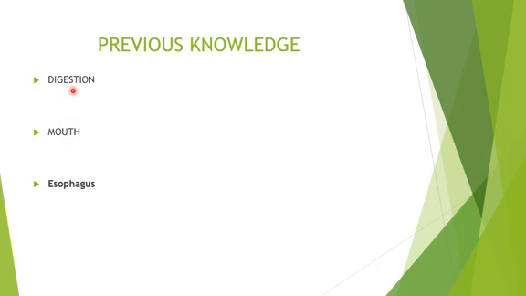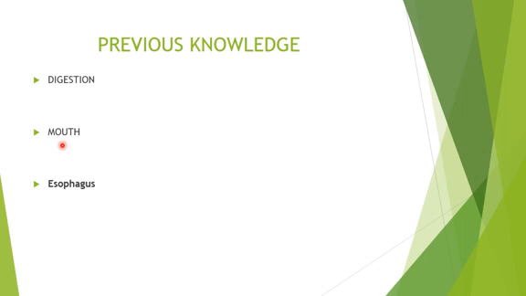Digestion, briefly, we say that digestion is a process in which the food is broken down into small particles and eventually it is absorbed by the blood plasma. So that entire process is called digestion. This digestion takes place from mouth till anus. So the first part from where the digestion begins is the mouth.